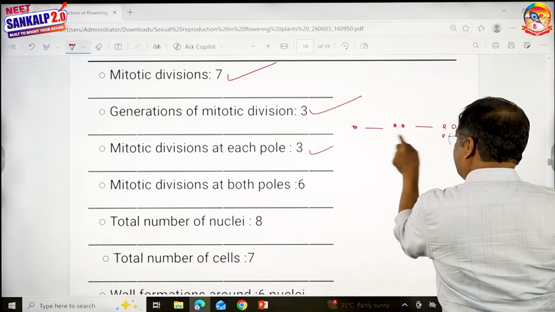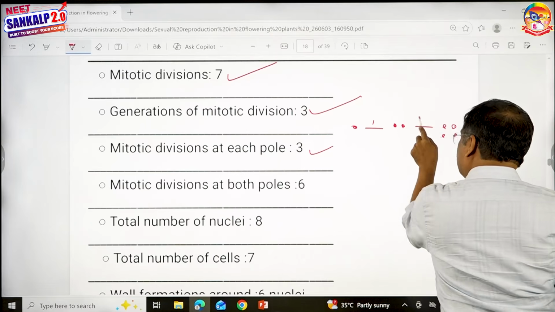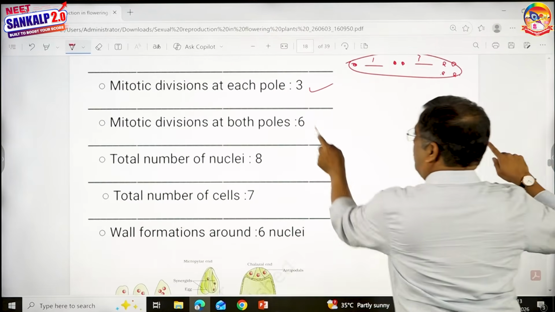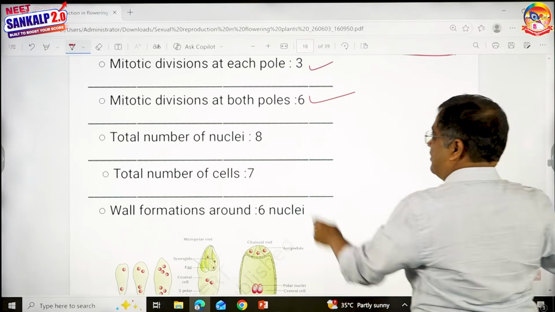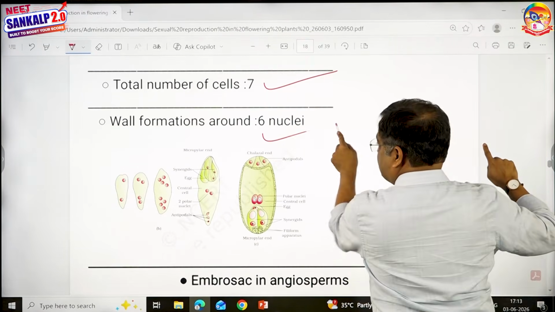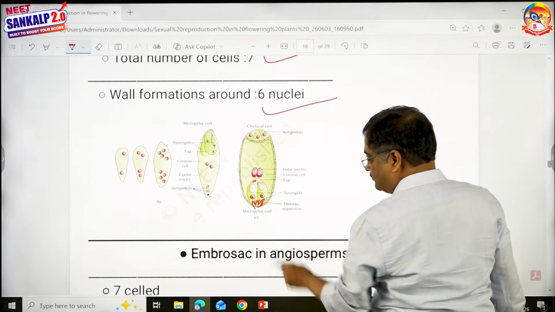This is 1 mitotic division, yes or no? And this again divides into 2, this again. So 3 mitotic divisions in total at each pole. Mitotic divisions at both the poles, 6. Total number of nuclei 8, cells 7. Wall formation occurs around 6, we already discussed. And you could see the filiform apparatus.